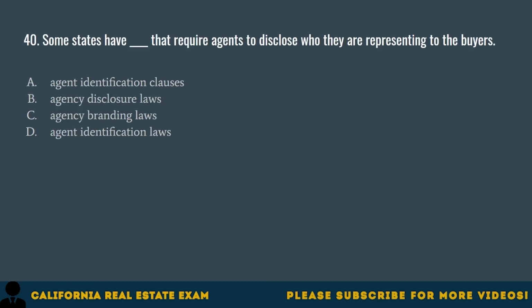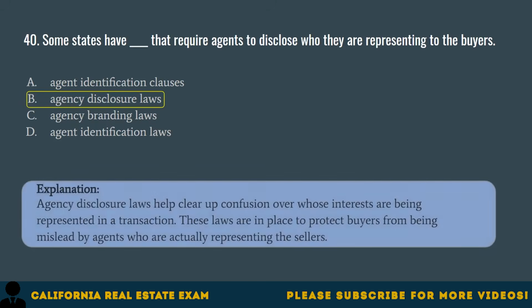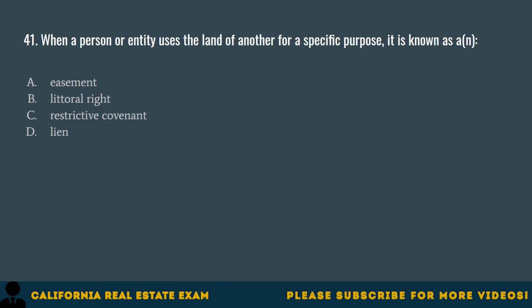Question 40. Some states have blank that require agents to disclose who they are representing to the buyers. A. Agent identification clauses. B. Agency disclosure laws. C. Agency branding laws. D. Agent identification laws. The correct answer is B. Agency disclosure laws. Agency disclosure laws help clear up confusion over whose interests are being represented in a transaction. These laws are in place to protect buyers from being misled by agents who are actually representing the sellers. Question 41.